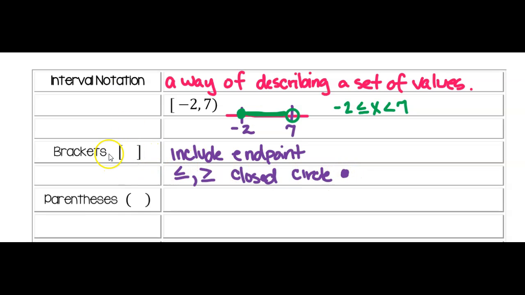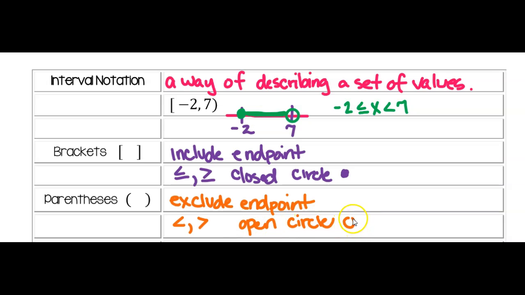And then the other case is that you see a parenthesis as with the 7, which indicates the 7 is not included. We use parentheses when we are excluding the endpoint. And again, that goes with inequalities, just less than and greater than. So that would be an open circle on the graph to indicate that that endpoint is not included in the solution.